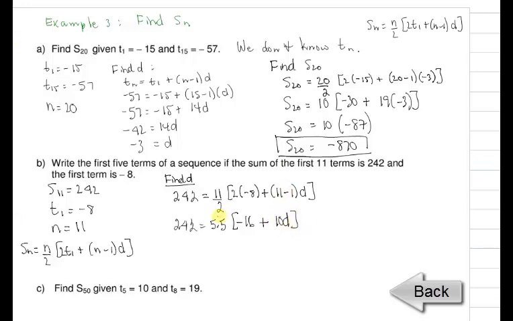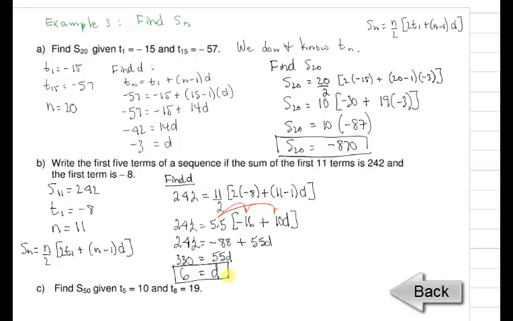Now we have to distribute the 5.5. Okay, so that gives us 242 equals -88. Okay, because 5.5 times -16 is -88, plus 55d. Okay, because 5.5 times 10 is 55. And we want to move the -88 over to the left. It becomes positive, so 242 plus 88 is 330. And that's equal to 55d, divide both sides by 55, and you get that d is 6.